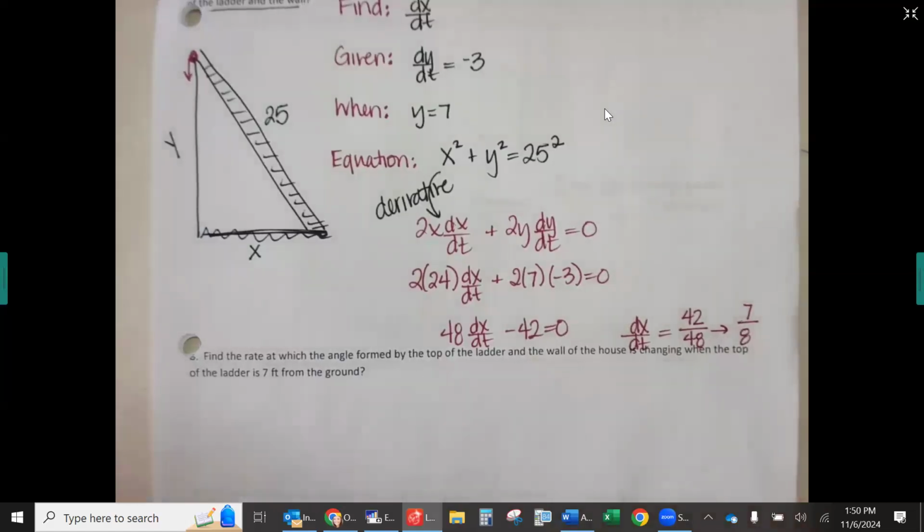All right. Okay, for your answer, let's bring it back together. You should have gotten 7/8. Okay, 7/8. So let's go down to part B now. This is where the new stuff comes in. It says find the rate at which the angle formed by the top of the ladder and the wall. So put your theta in your picture in the corner that's touching the top of the ladder and the wall.